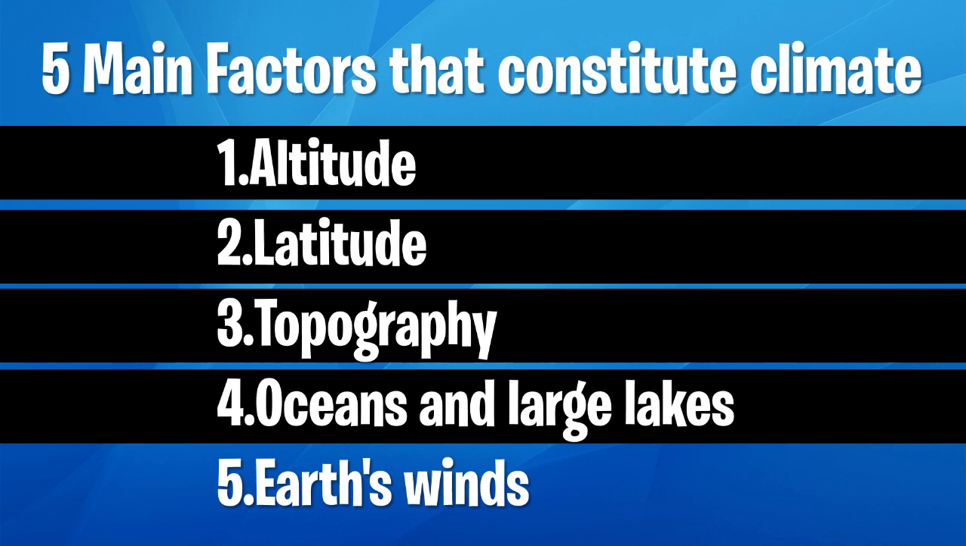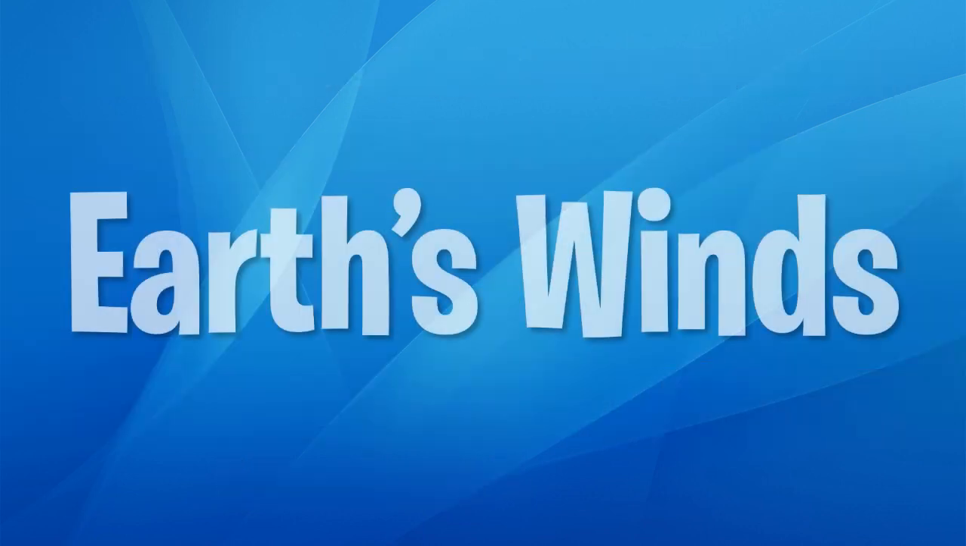So number one, we've seen that the higher up you go, the colder you go. Number two, the more north and south you go, the more exposure to sunlight. Three, your landforms nearby can affect how much rain you get. Four is oceans and large lakes can impact your climates by carrying that cooling force and applying it to you. The last one we're going to look at is Earth's winds.